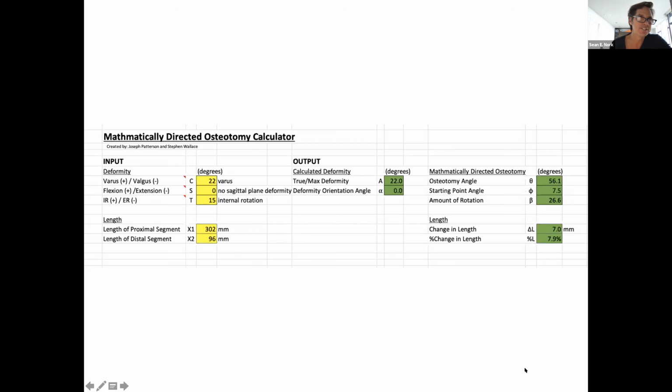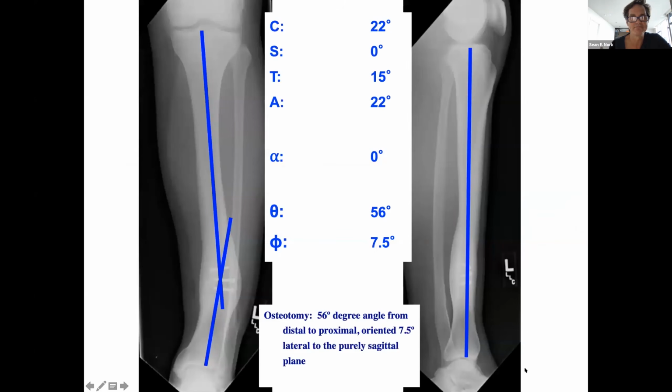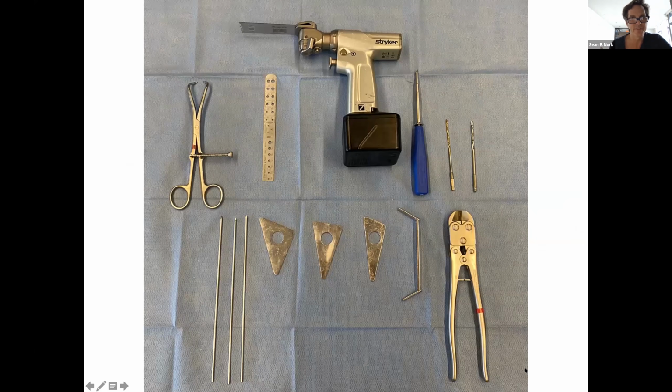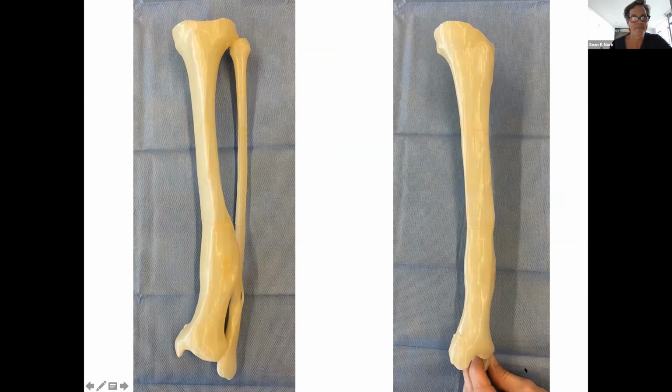Angle beta just tells you how much you end up rotating the tibia to correct the tibia, but one doesn't use that. Intraoperatively, you just make the tibia straight. And that also tells us that we're going to get 7 millimeters of length just by changing his geometry. So we have all of those values. You don't need many tools for this. You might need some triangles, perhaps a goniometer. You need a saw that minimizes the kerf.